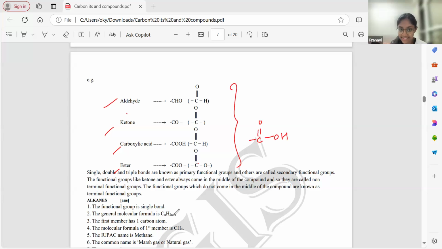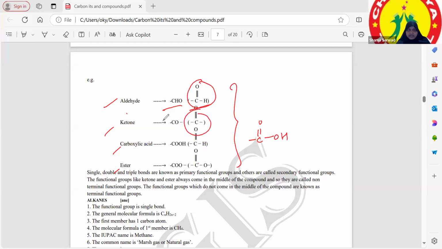Ma'am, why are they kept in a bracket? Because those are structures, right? So you should not confuse between this and that. Ma'am, it looks like multiplication. These are the structural representation, and these are the condensed form of those functions. Acha, okay. Now it makes sense.